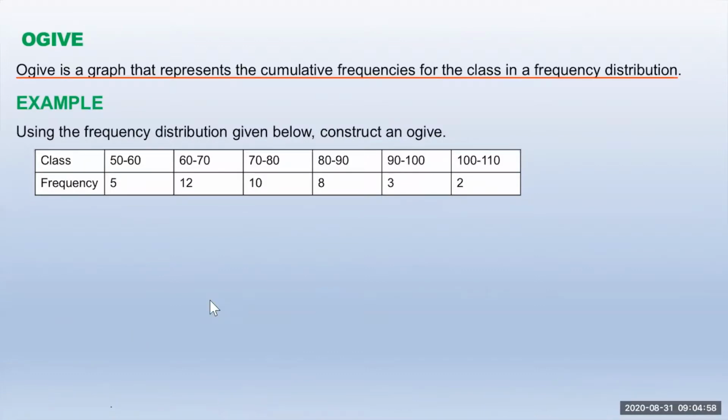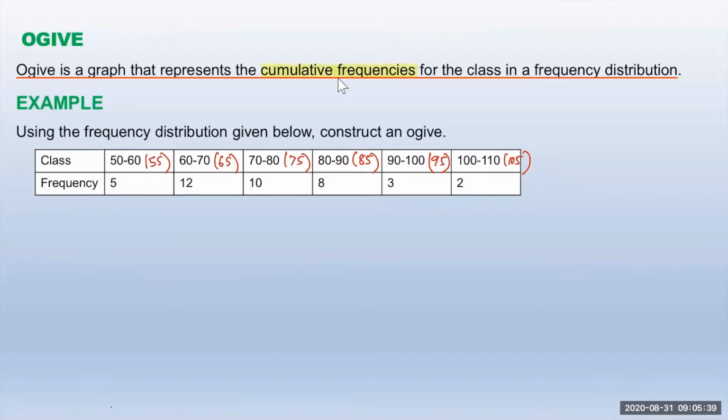So the meaning of that is, if you look at the first class in this example, using the frequency distribution given below, construct an ogive. The first class is 50 to 60, so the midpoint will be 55. 60 to 70, that is 65. 70 to 80, that is 75. 80 to 90, that is 85. 90 to 100, that is 95. 100 to 110, that is 105. So along the x-axis, we'll have these midpoints, but along the y-axis, we are not using these frequencies. Instead, we'll use the cumulative frequency.